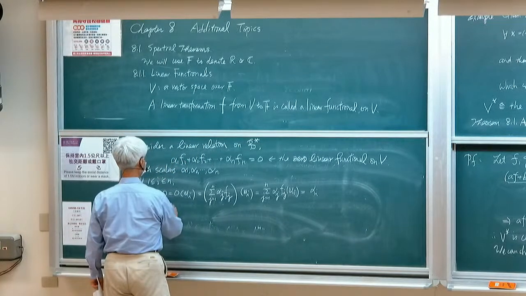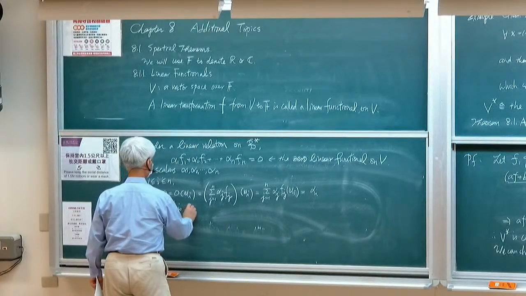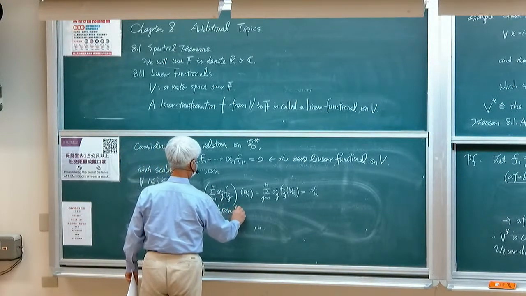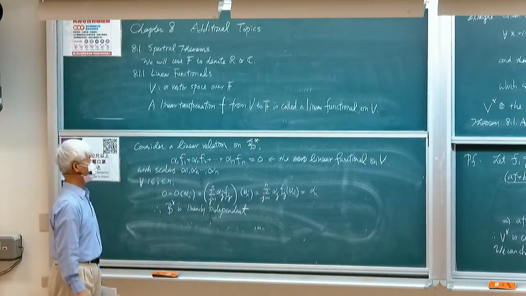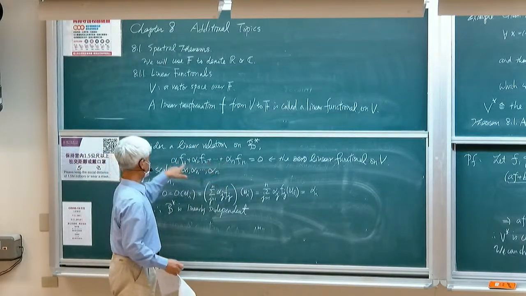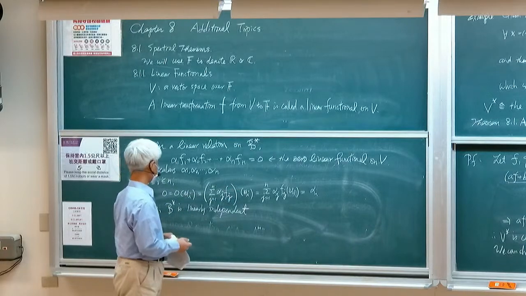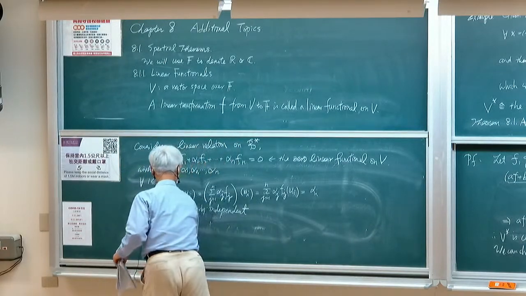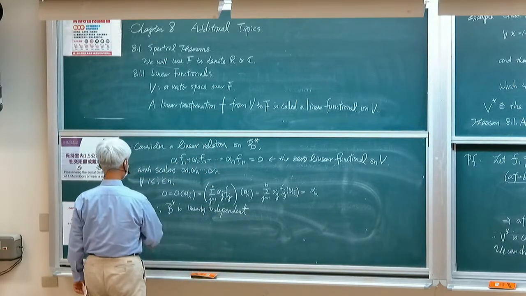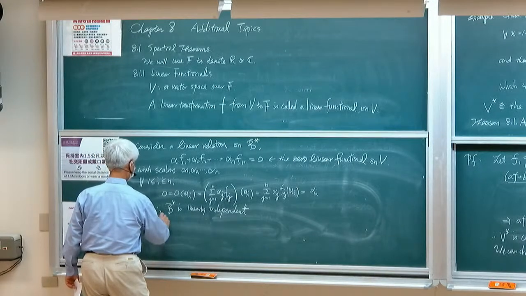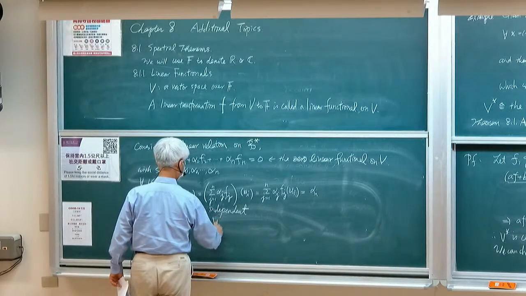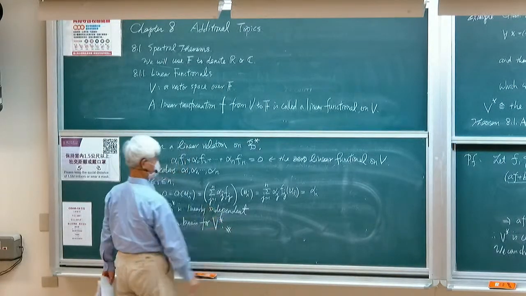So B star is linearly independent, because every linear relation gives us the trivial relation, because all the coefficients must be 0. So the conclusion is that B star is a basis for V star. So this is the end of the proof.